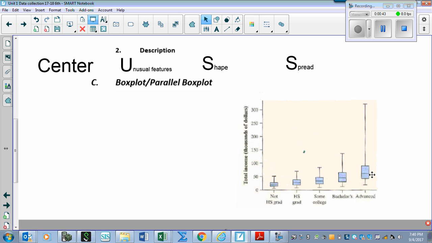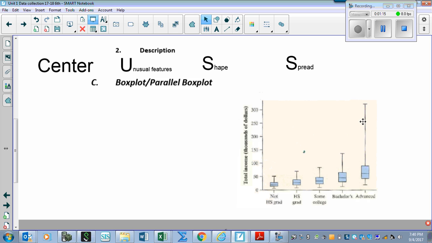So for the C in CUS, for measure of center, we can do the median, but we cannot do the average. For the median, here's that line, that's the median. We can say that the median is about $60,000 per year for people with advanced degrees. For the shape, because there's a big tail here on the right, on the upper end, we can say that this is a right skewed distribution.